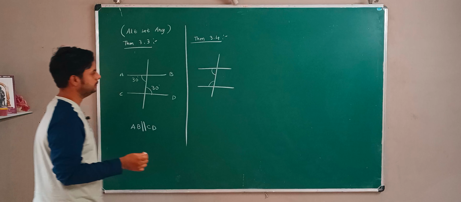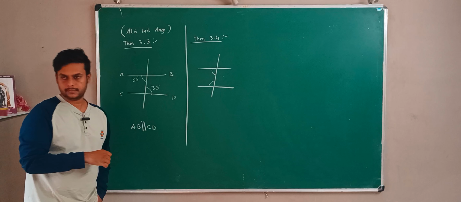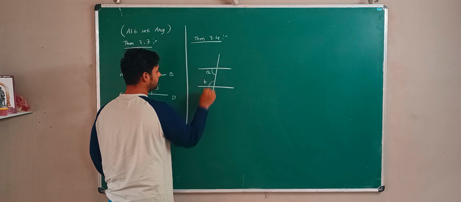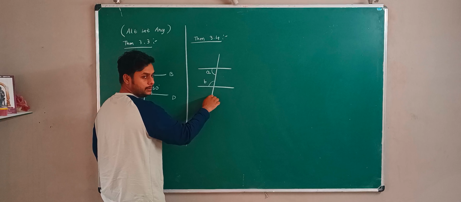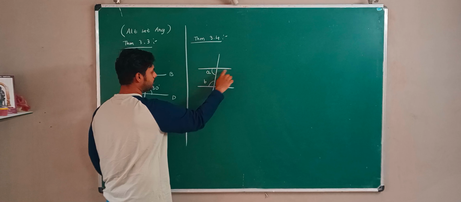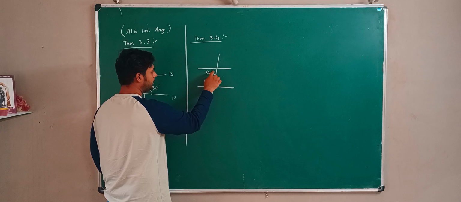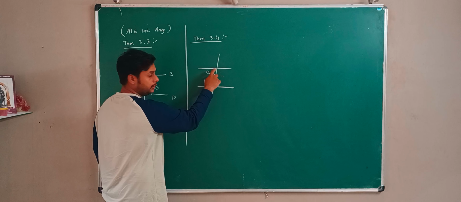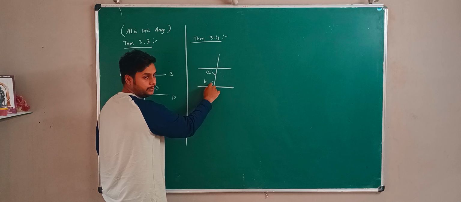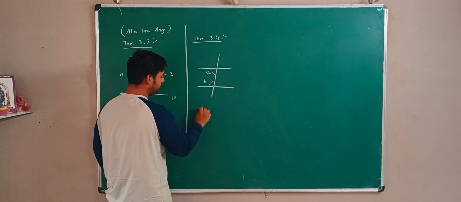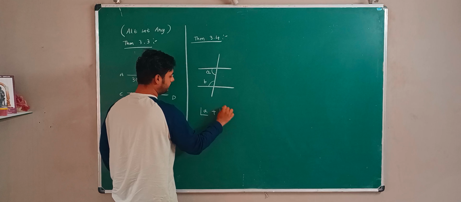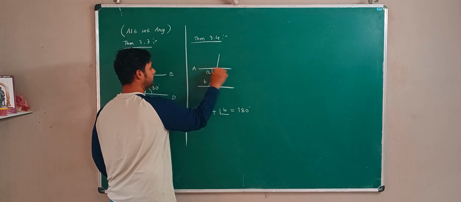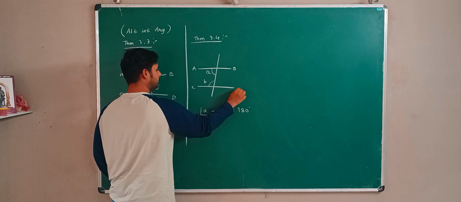Read that once again. If a transversal intersects two lines such that a pair of interior angles on the same side of transversal make the sum 180 degree, then the two lines are parallel. Then AB will be parallel to CD.